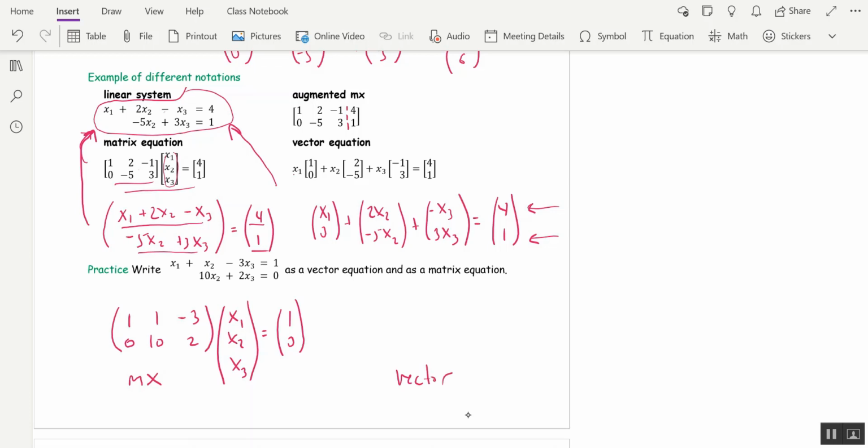All right, let's do the vector equation. The vector equation would be x1 times the vector. Look at the coefficients of x1. They're 1 and 0.